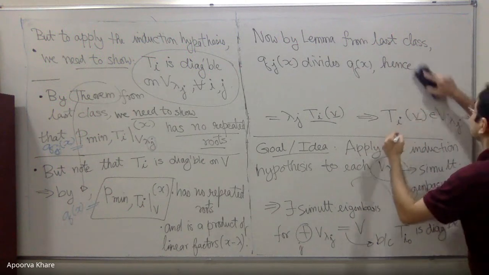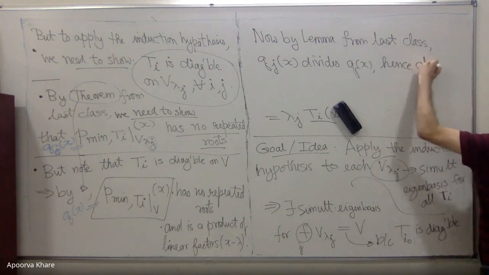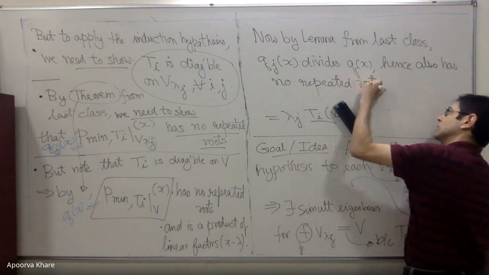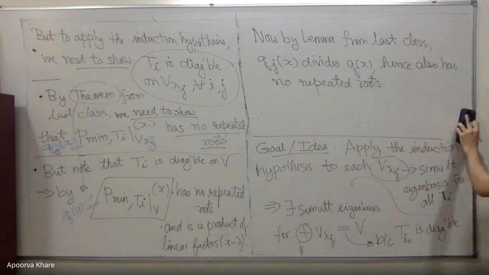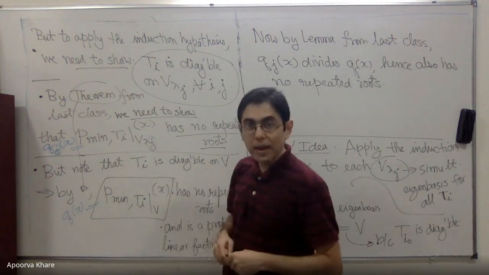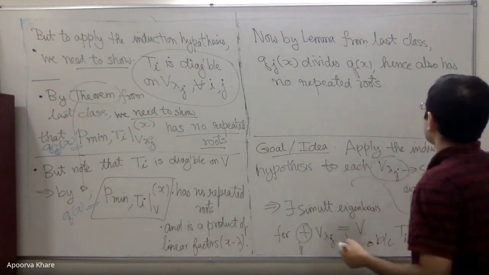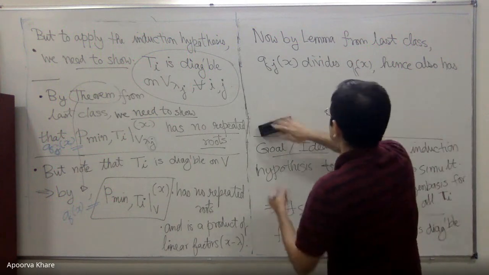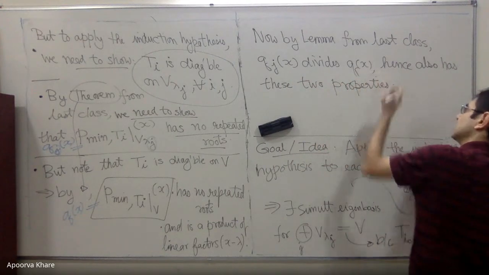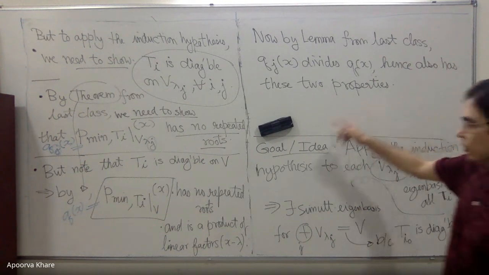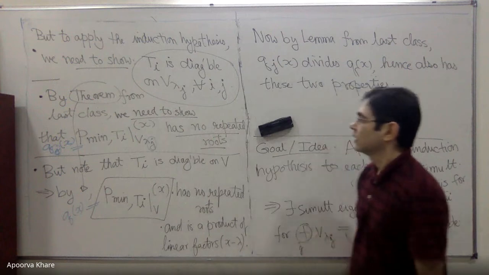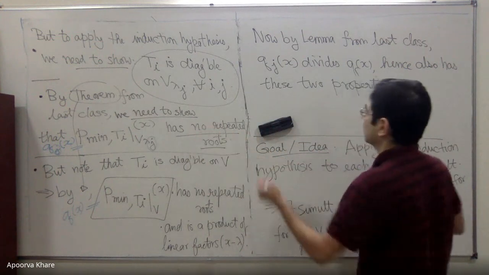Hence it also has no repeated roots. And therefore I'm done. Right? The minimal polynomial of Ti on each V lambda j has no repeated roots. Therefore, each Ti is indeed diagonal and breaks up into a product of linear factors. So I'll just say it has the same two properties. Therefore, this polynomial has no repeated roots and is a product of linear factors. Therefore, by the theorem, that's what we wanted to prove.